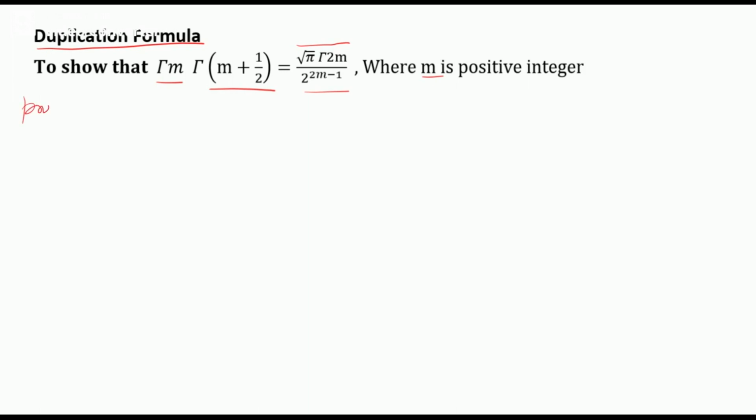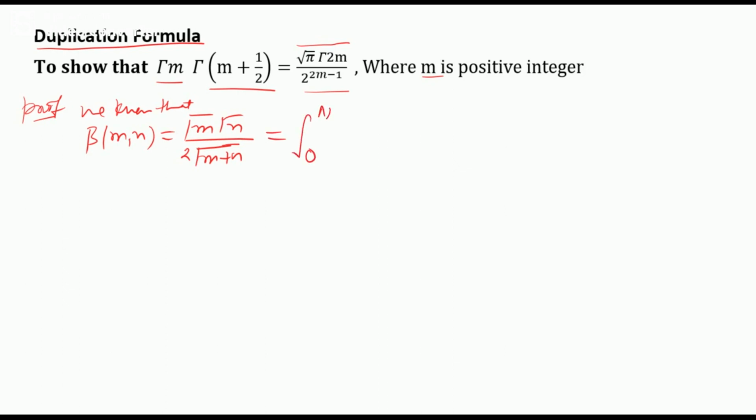So to prove that formula, we know that beta(m, n) is equal to gamma m gamma n upon 2 gamma (m plus n). That's the relation between beta and gamma function. And we also know we can write beta(m, n) as the integral from 0 to pi by 2 of sine raised to power 2m minus 1 theta cos raised to power 2n minus 1 theta d theta. So we take that as equation 1.